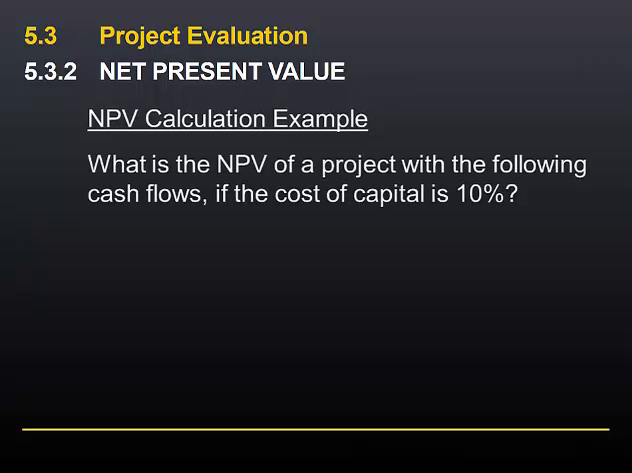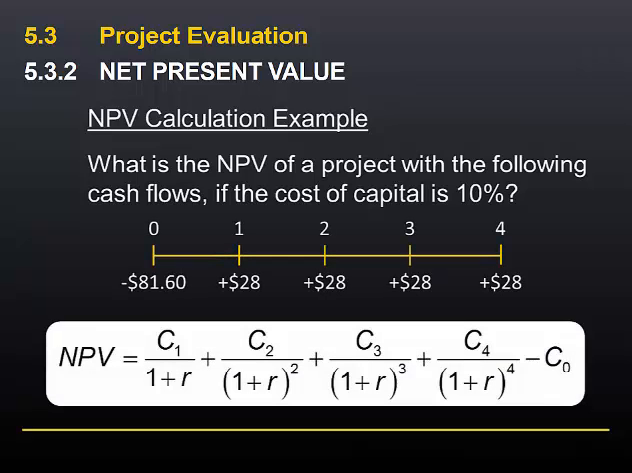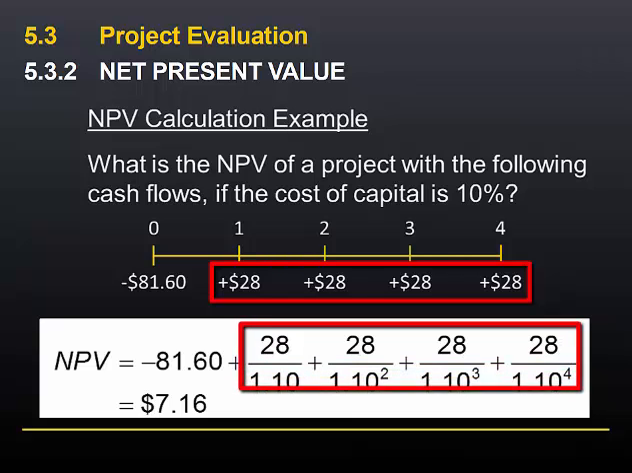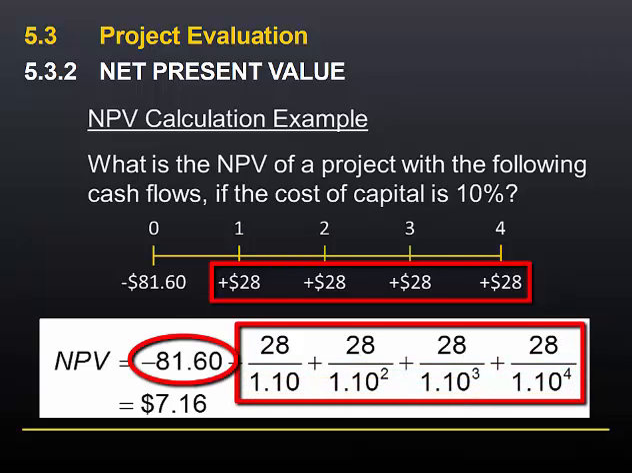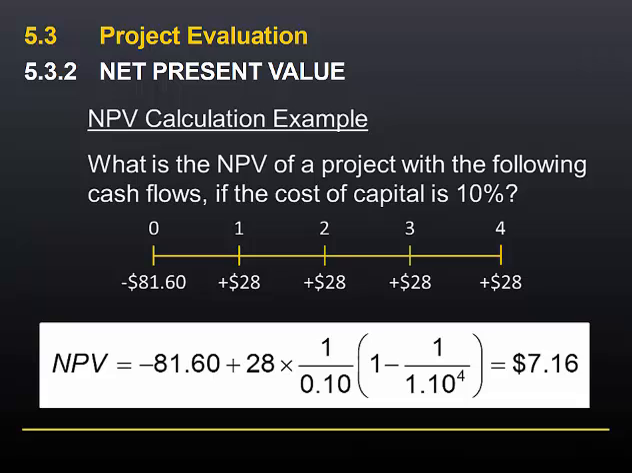What is the NPV of a project with the following cash flows if the cost of capital is 10%? We take each cash flow of $28, discount it by the appropriate number of periods, and subtract the initial outlay. Because the future cash flows are all the same, this constitutes an annuity. So an alternative way to calculate the answer is to calculate the present value of this 4-year annuity and then subtract the initial outlay.